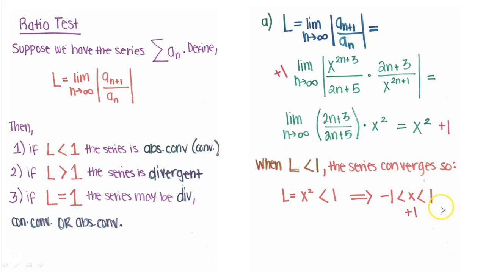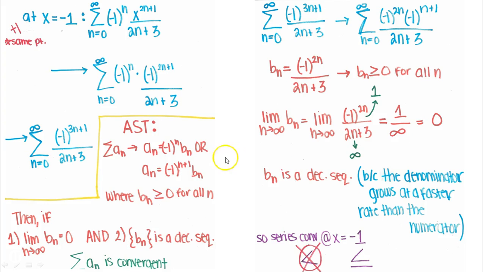Some people might stop here thinking that they've already found the interval of convergence, but that's not correct because you don't know if -1 or 1 are included in the interval of convergence. So we need to analyze both those points. At x equals -1, the series becomes (-1)^n times (-1)^(2n+1), which simplifies to (-1)^(3n+1) over 2n plus 3.